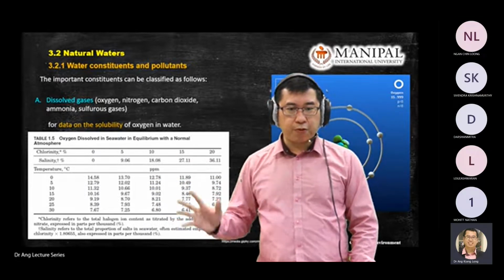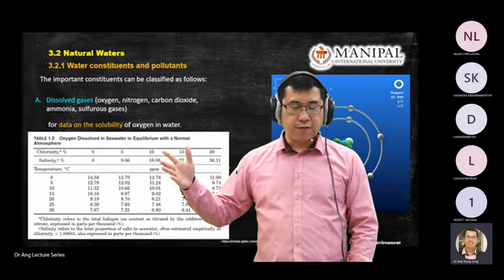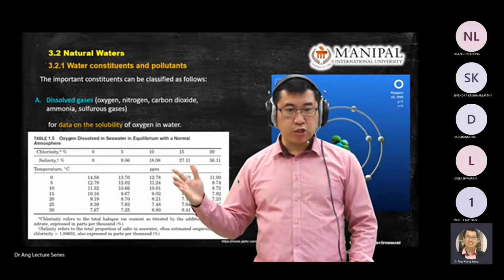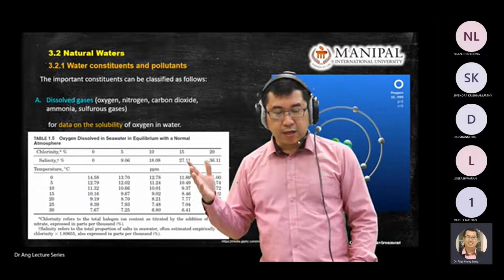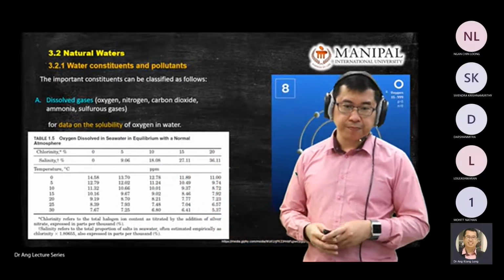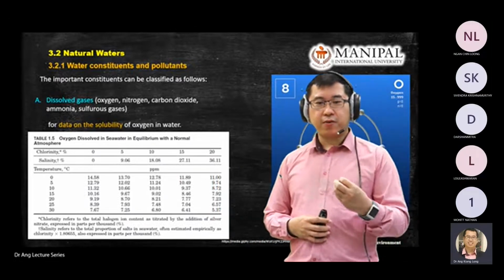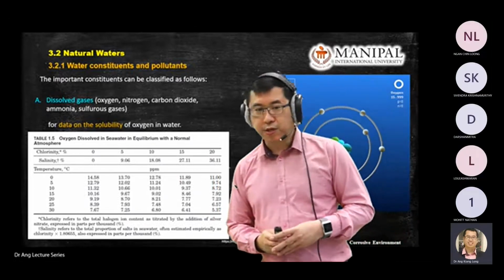So here it proves that no matter whether it's normal water or seawater, if you increase the temperature, it's going to affect the quantity of oxygen in the water. Okay, and you know that oxygen is one of the components that contribute to corrosion, right?